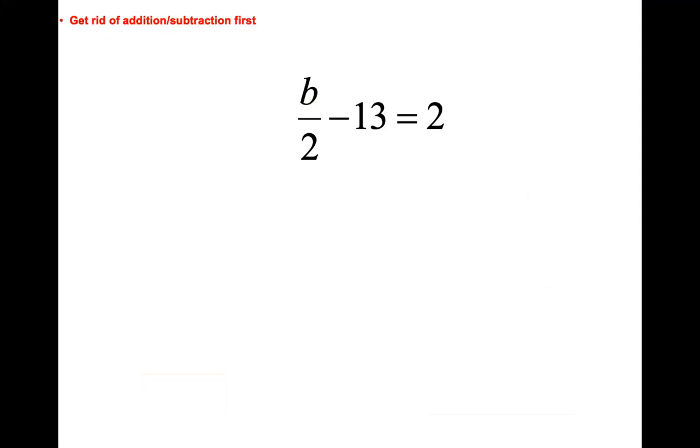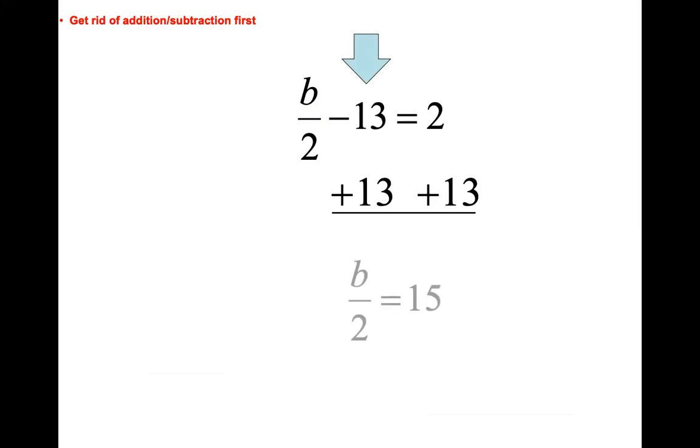All right. How many numbers do I need to get rid of? 2. What 2 numbers? 2 and 13. How is 2 attached to B? Division. How is 13 attached to B? Subtraction. Are we going to get rid of division or subtraction first? Subtraction. Always get rid of addition, subtraction first. So how do we get rid of minus 13? Add 13. We add 13 to both sides.